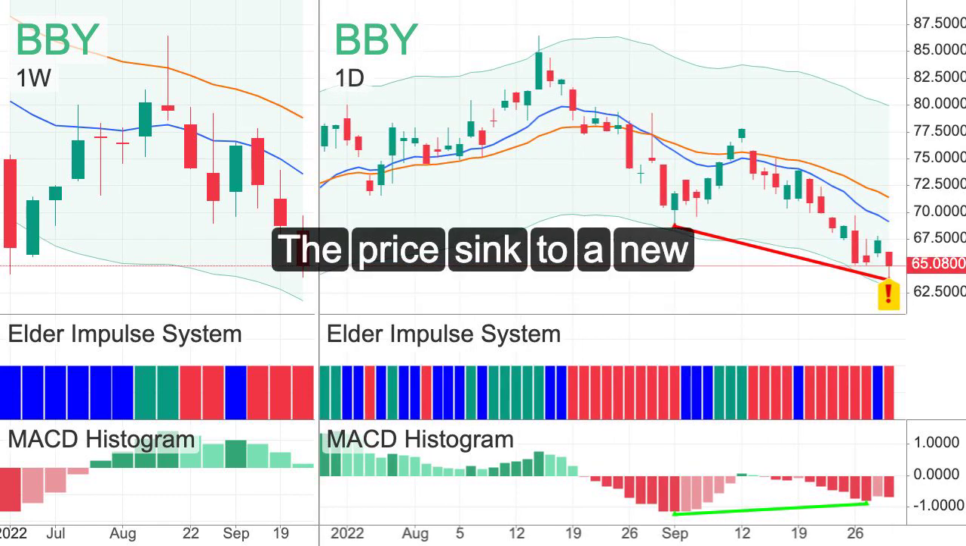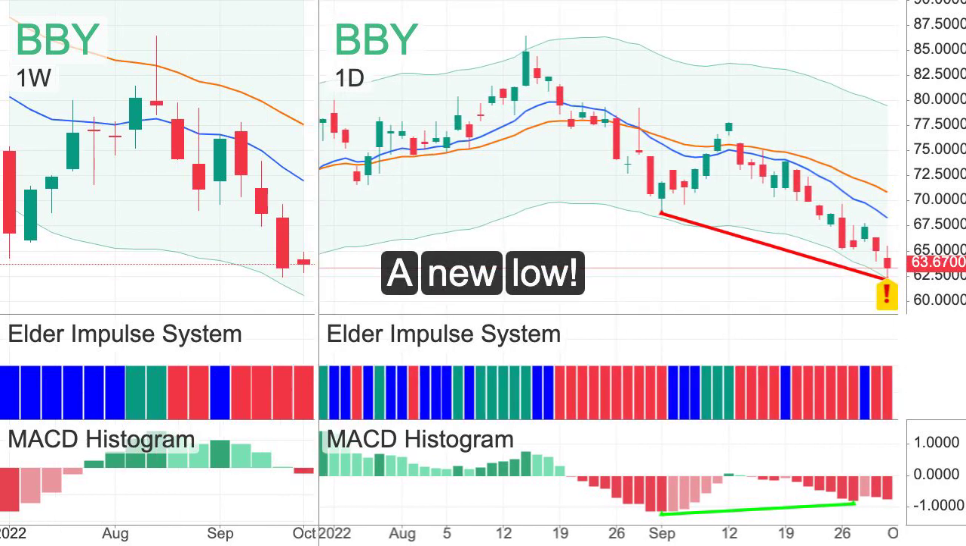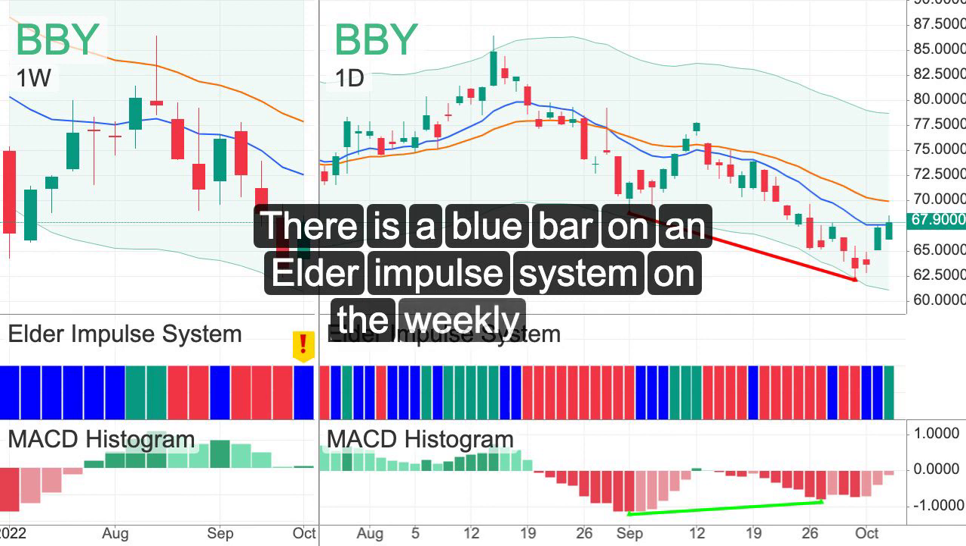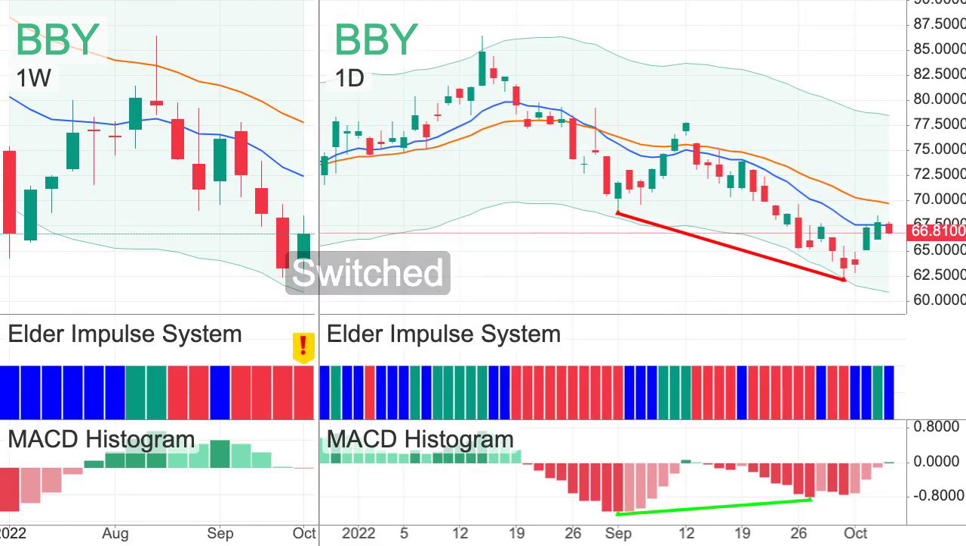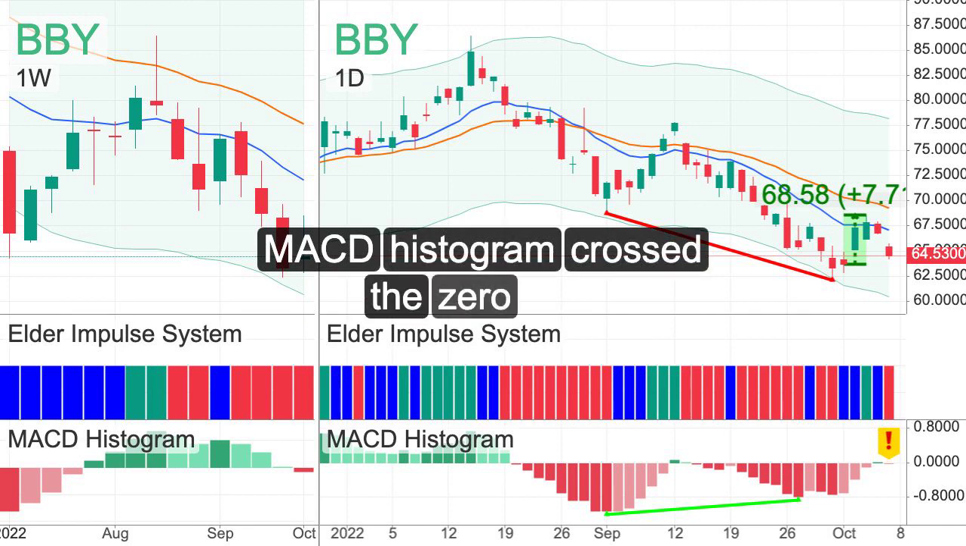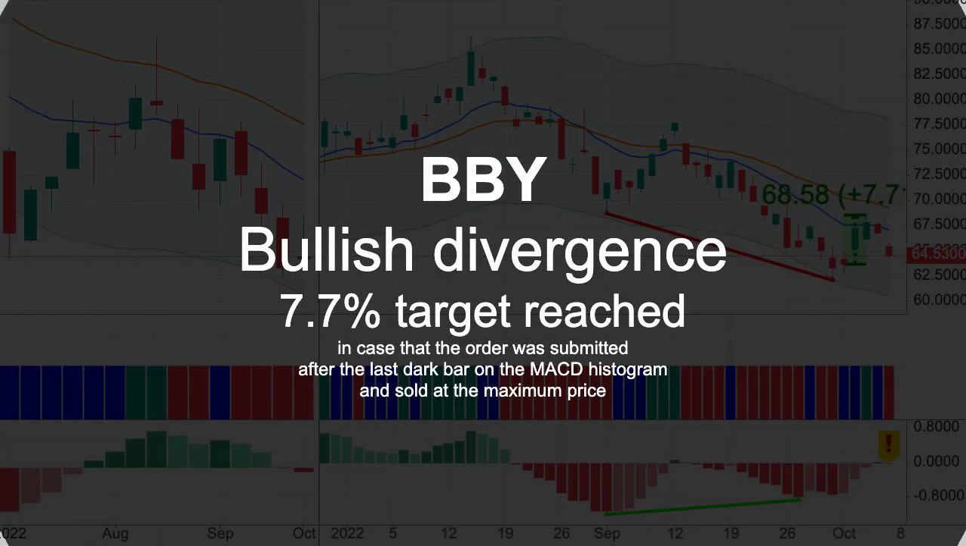The price sank to a new low. There is a blue bar on an Elder impulse system on the weekly chart. Switch to a red bar. MACD histogram crossed the zero line. 7.7% target reached.